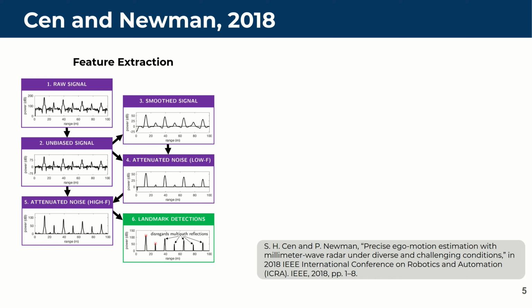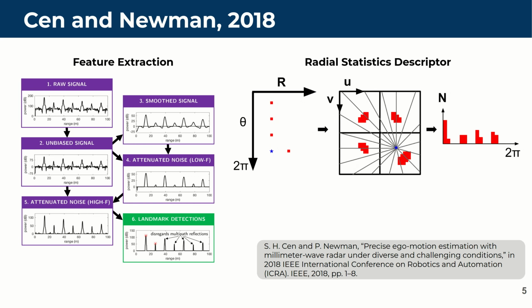The main idea here is that they're using a median filter to remove the bias from the signal and subsequently estimate the noise statistics. They then use this noise model to scale each detection by the probability that it is not noise. They describe each feature using their radial statistics descriptor.